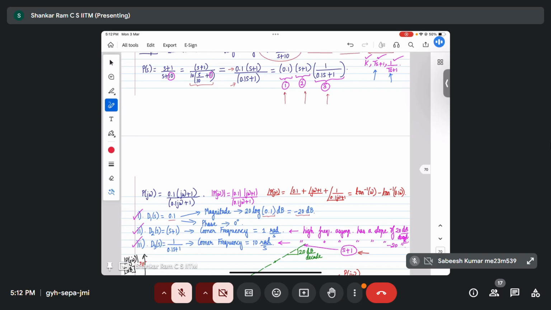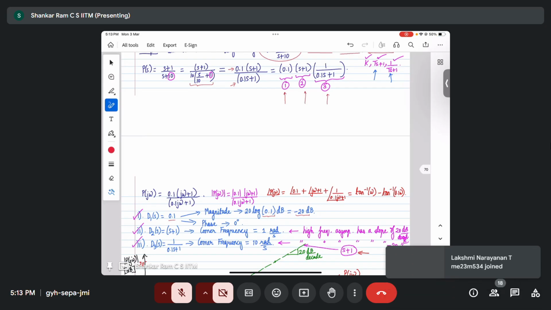So please note that the magnitude of the 0.1 factor is always going to be minus 20. Okay, so that's what we will have, right? So then if we look at the phase, it is going to be 0. Why do you think the phase of 0.1 is 0?